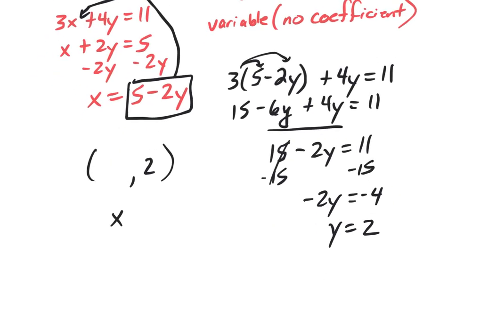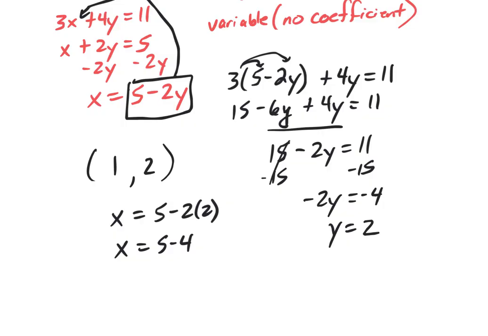So we're going to go x equals 5 minus 2 times 2. We plug 2 back in for y. 2 times 2 is 4, so 5 minus 4 would be 1. And (1, 2) would be our answer.